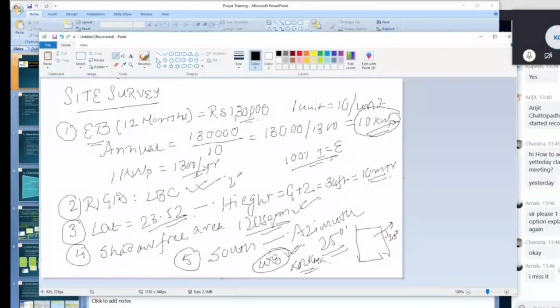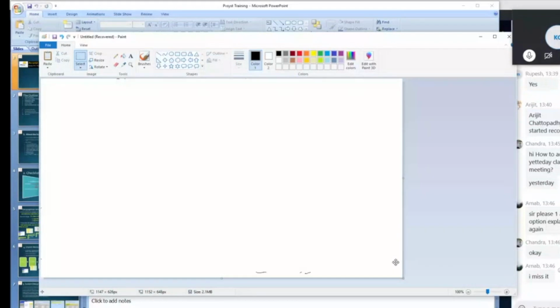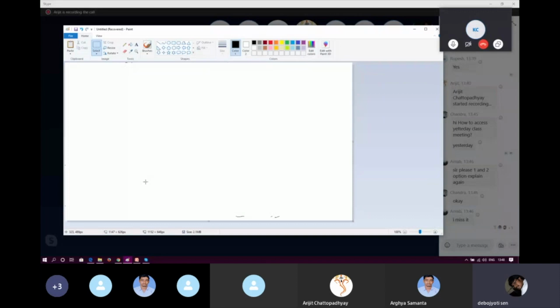Generally, as we discussed in yesterday's class, it should be 20 kgs per square meter. If it is in the range of 16 to 20 kgs, we can take it. You can say that it's okay, right? Now, first we will do the design without PVSYST. We will do all the components without PVSYST, the design without the PVSYST part. So let's start.